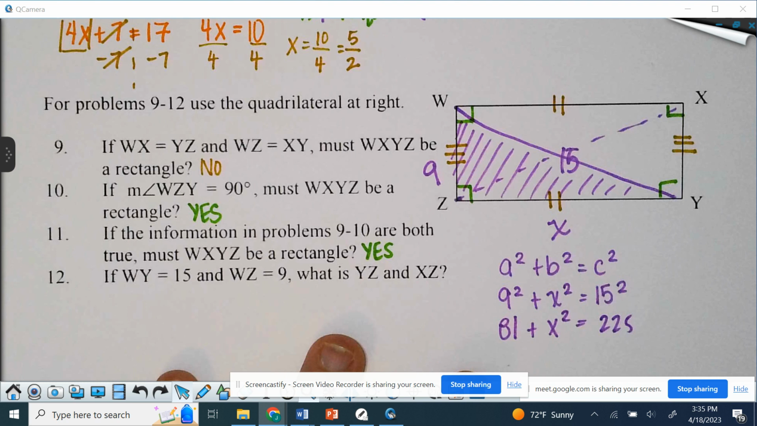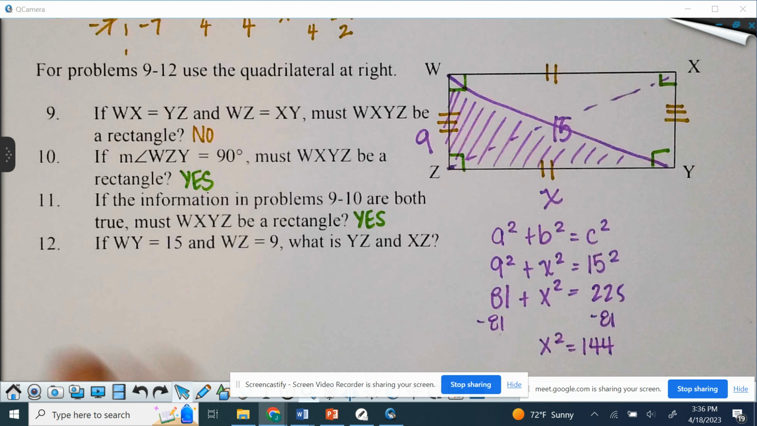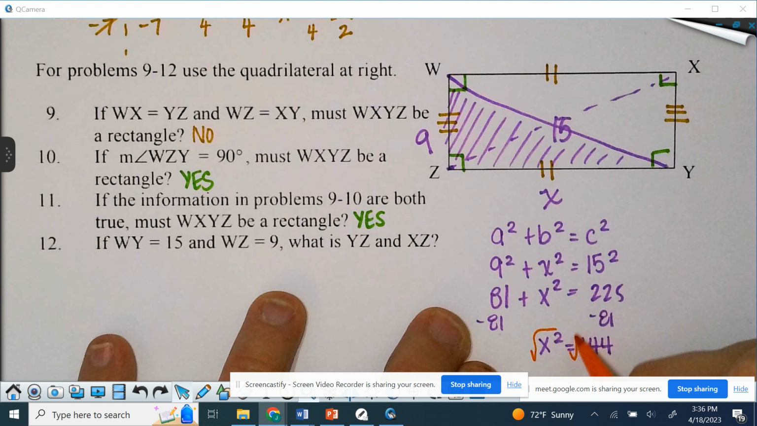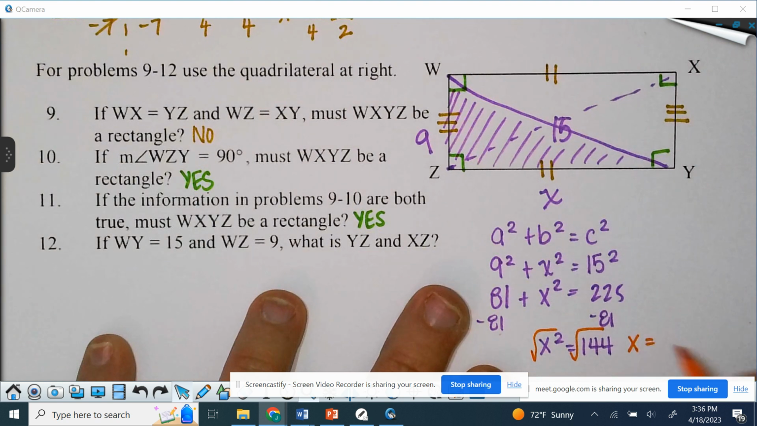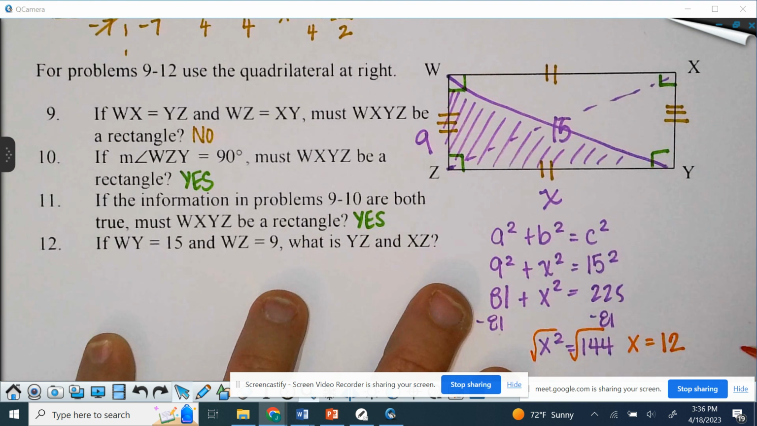So I'm going to subtract 81 from both sides. And I get x squared equals 144. Now, how do I undo squaring something? We got to make sure, remember that it is not divide by 2. We want to take the square root. And remember, algebraically, every time you take the square root of any number, there's a positive and a negative. But in this case, the only one that's going to make sense since we're doing length is our positive 12. So x is going to be 12.